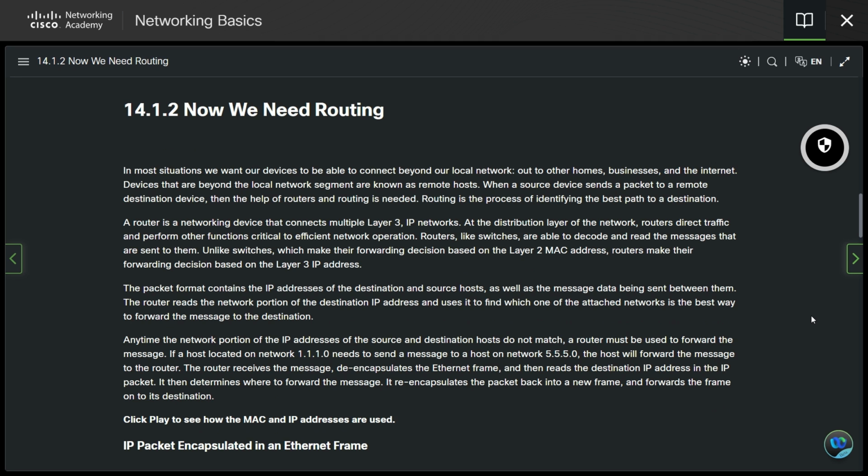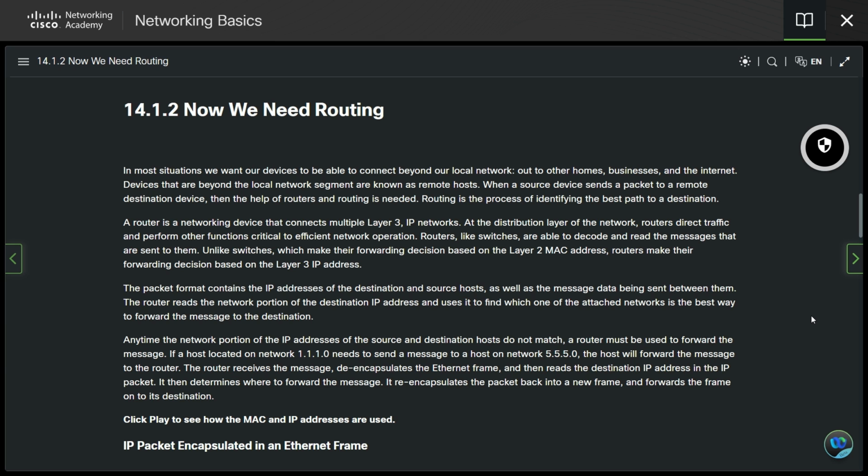The packet format contains the IP address of the destination and source host, as well as the message data being sent between them. The router reads the network portion of the destination IP address and uses it to find which one of the attached networks is the best way to forward the message to the destination. Anytime the network portion of the IP address of the source and destination host do not match, a router must be used to forward the message.